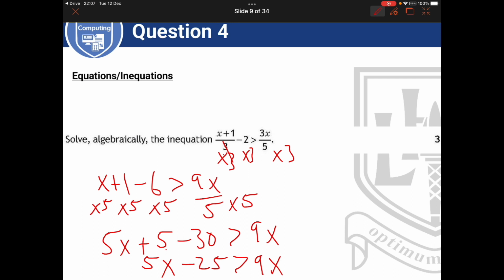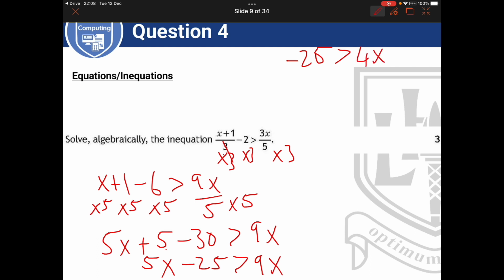Now let's get our x's on one side and our numbers on the other. So I want to get rid of probably that 5x on the left. Again, you could do it a couple of ways here, but I would say the easiest way is to move that 5x from the left onto the right, balancing out that equation. So take away 5x from both sides, and that's going to leave me with minus 25 on the left-hand side. And then on the right-hand side, is greater than 9x take away 5x, which will be 4x.